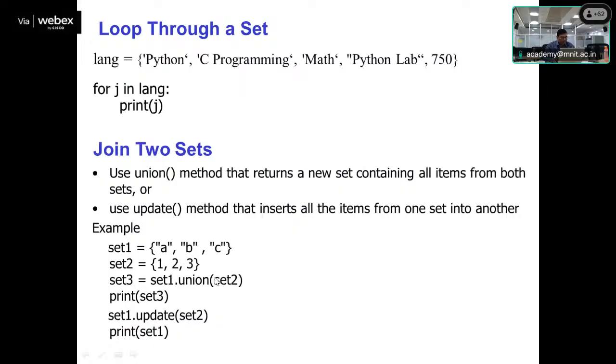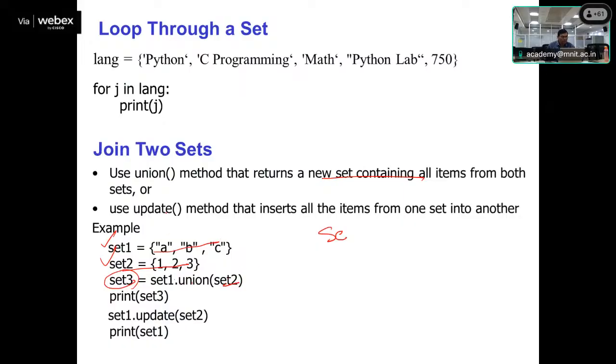We can join two sets using the union function, and we can use the update method which is available there. So using this union method, we can get a new set which contains the items from both sets. So set 1 has A, B, C, set 2 has 1, 2, 3. We can write set 1 dot union set 2. It means set 1 and set 2 are going to be combined and we get a new set, set 3, where the items which exist in set 1 and set 2 are not going to be changed.